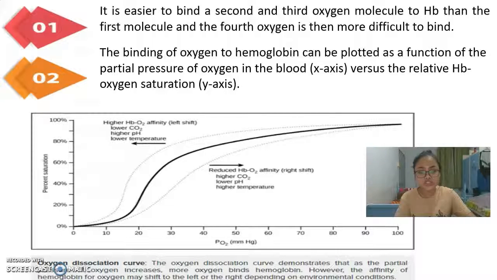The environmental condition that causes the graph to shift right is higher CO2, lower pH, and higher temperature. Whereas the environmental condition that causes the graph to shift to the left is lower carbon dioxide, higher pH, and lower temperature.